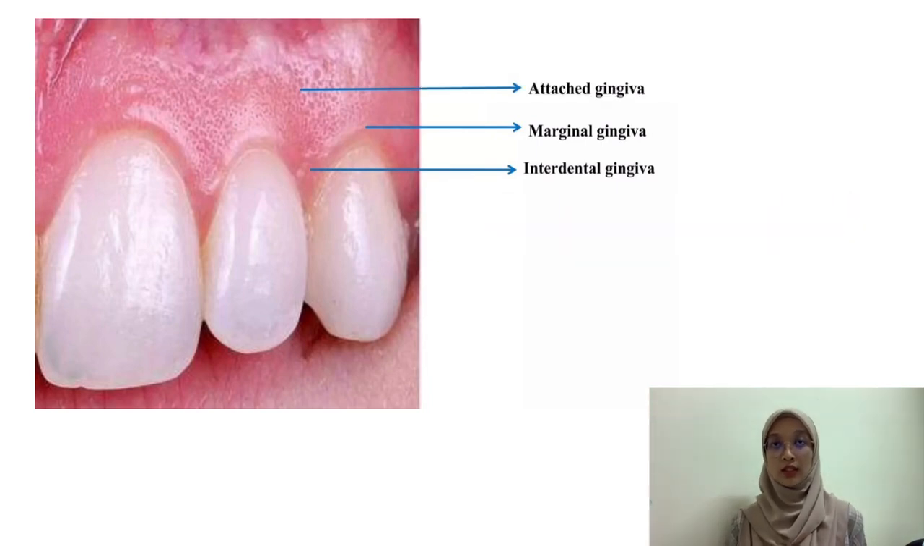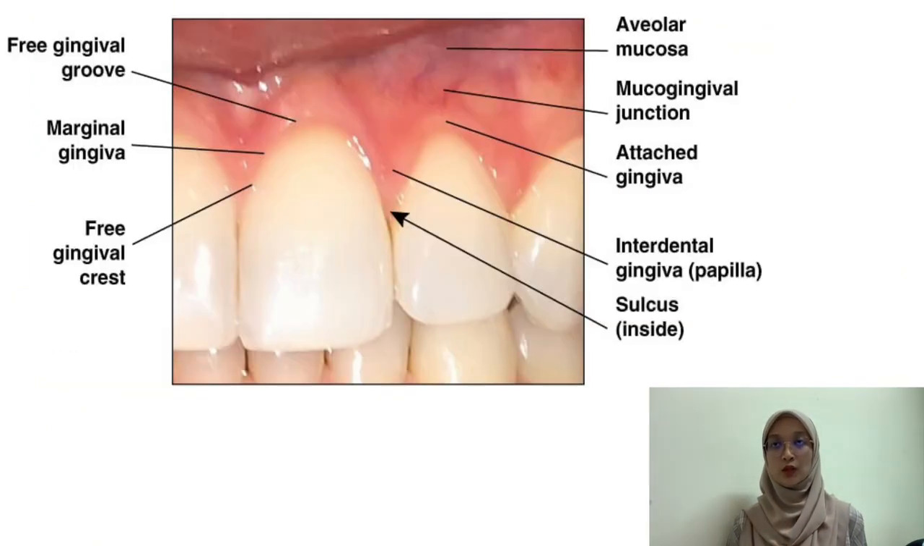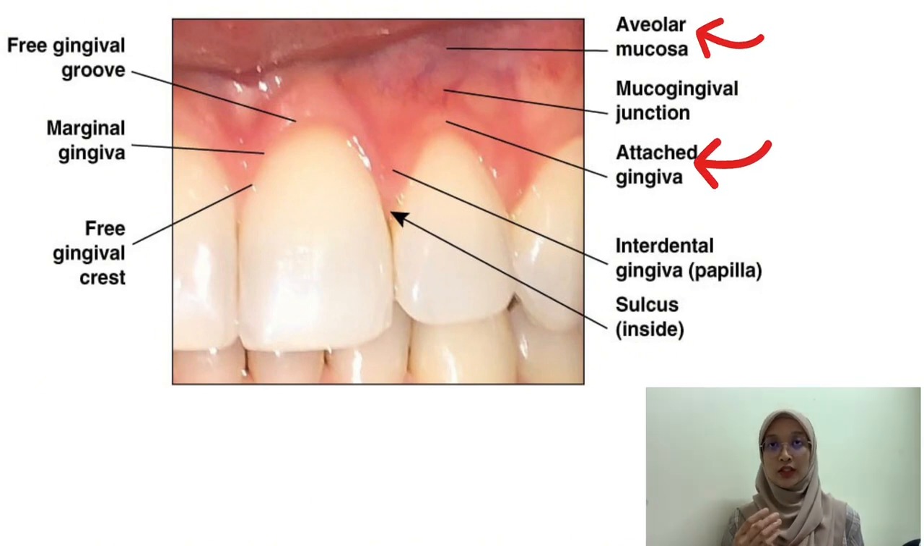And the third is the attached gingiva. It extends from the free gingival groove, which is just below the free gingiva, to the mucogingival junction, where it meets the alveolar mucosa that is tightly bound to the bone. If you can see in this picture, we can differentiate between the attached gingiva and the alveolar mucosa by looking at the changes of color. The attached gingiva appears pinkish, but the alveolar mucosa appears reddish or shiny.